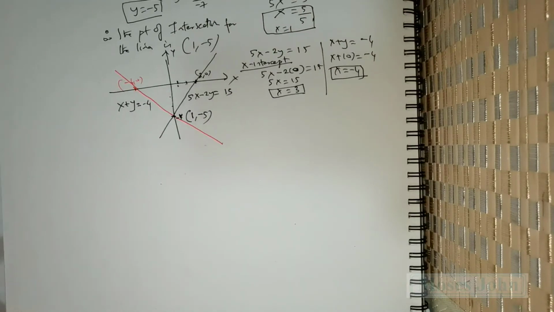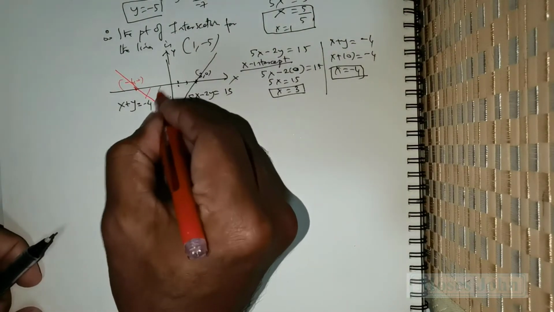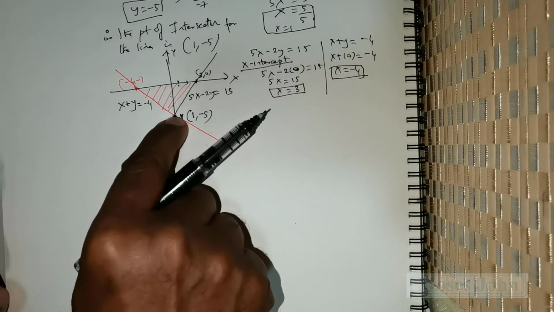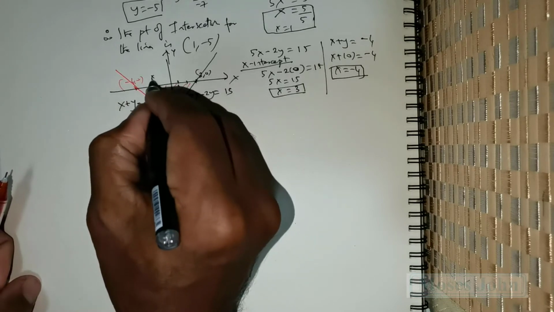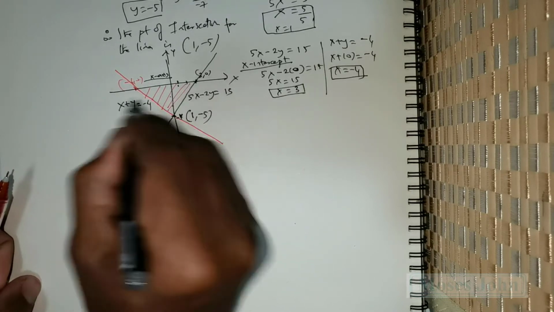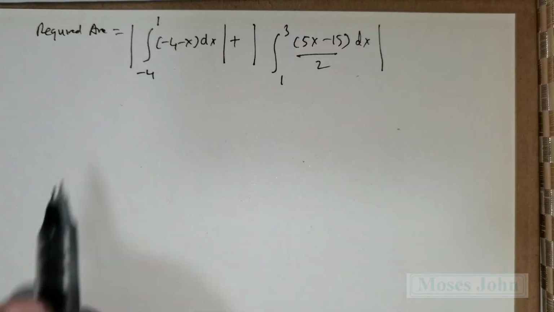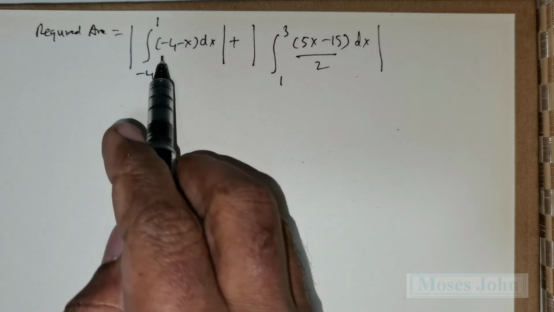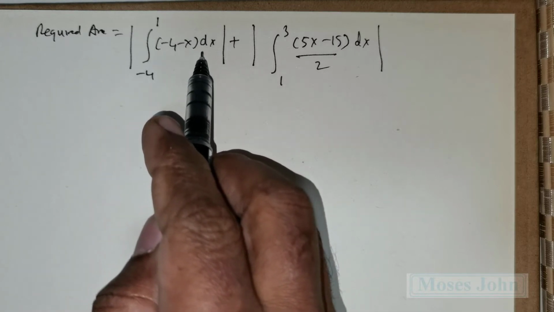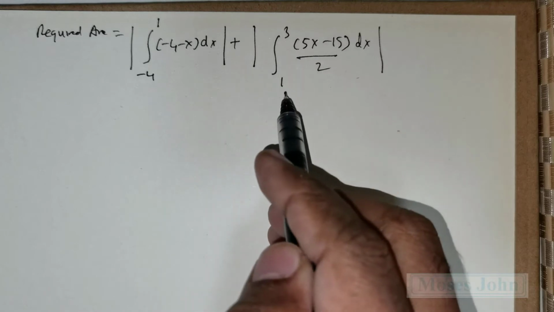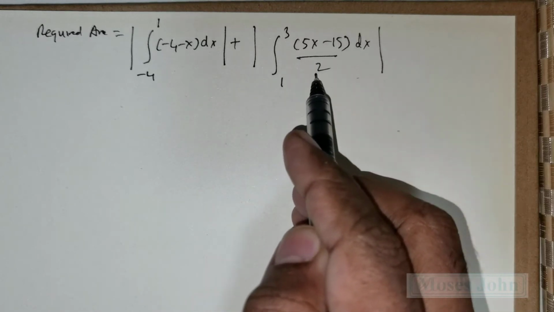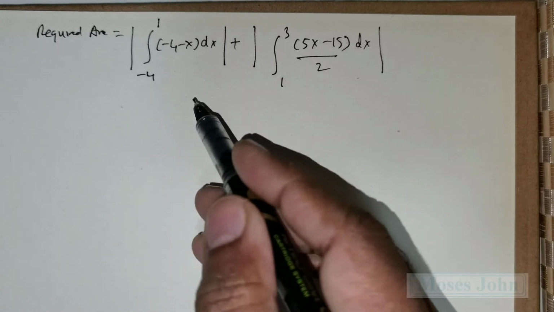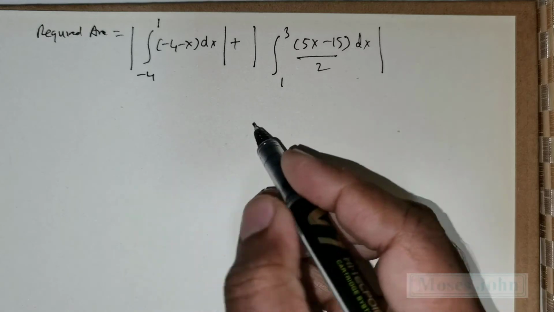So you have to find this region, because this is the region obtained by the intersection of two lines and the x-axis. You have the x-axis over here, so you have to obtain this region. So the required area that we are looking for is the integral from −4 to 1 of |−4 − x| dx, followed by the integral from 1 to 3 of |(5x − 15)/2| dx. Now why have I placed the modulus sign? Because the region is actually on the negative side.